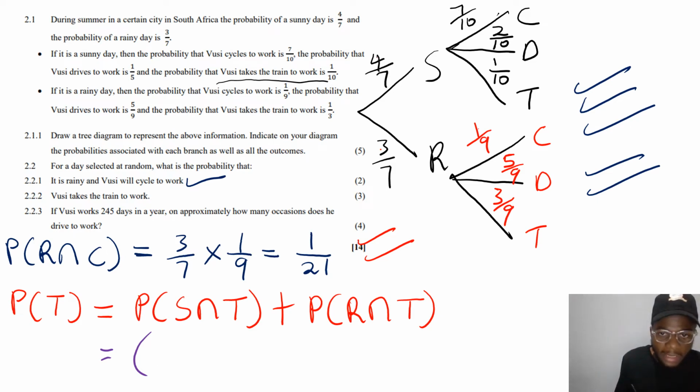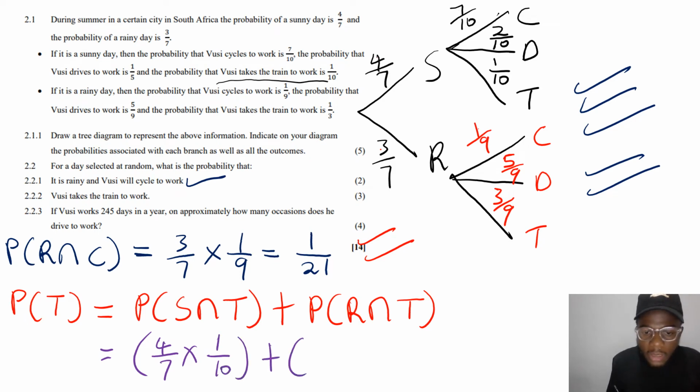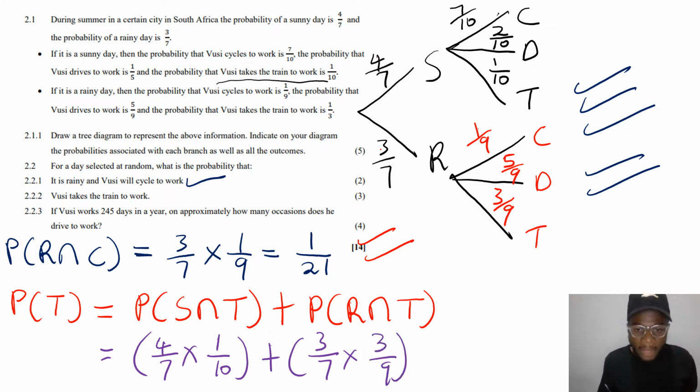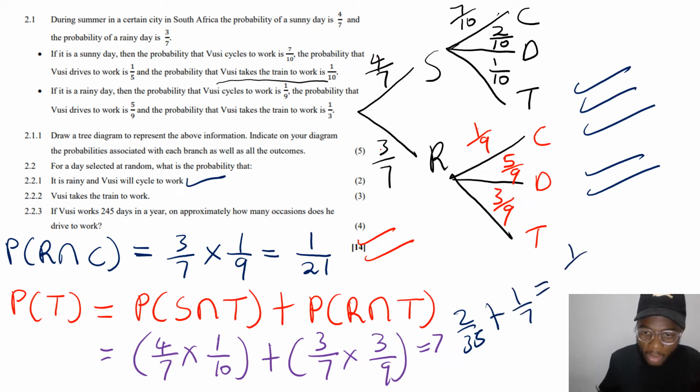Let's start with the probability of a sunny day. It is given as 4/7 multiplied by, when he takes a train on a sunny day, 1/10, plus the probability of a rainy day, 3/7, and when he takes a train on a rainy day, it is given there as 3/9 or 1/3. Let's check. What is our answer here? We simplify everything and I get 2/35 plus 1/7. This gives me 1/5, or you can write 20%, which is still fine. So the probability that Vusi takes a train to work is 1/5 or 20%.